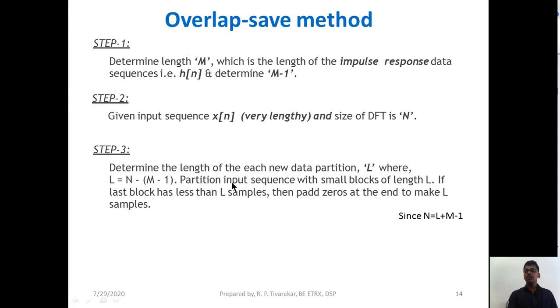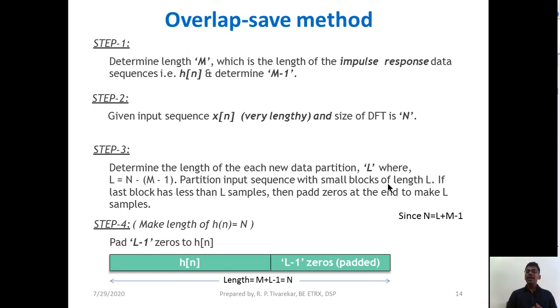So we'll partition the input sequence into small blocks each of length L, and if the last block has less than L samples, then we will fill those samples with 0 to make the last partition size also equal to L. In step 4, we make the length of impulse response h of n equal to N by padding L minus 1 zeros to the impulse response h of n. So now what we have? We have input partitions of each length L and the impulse response of length capital N.